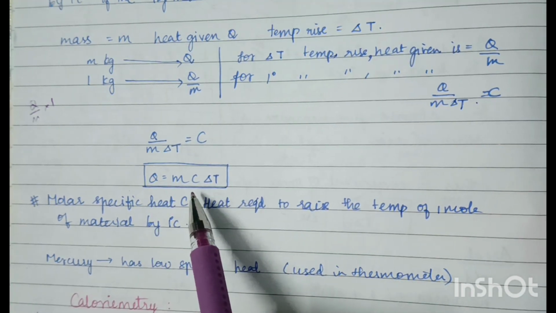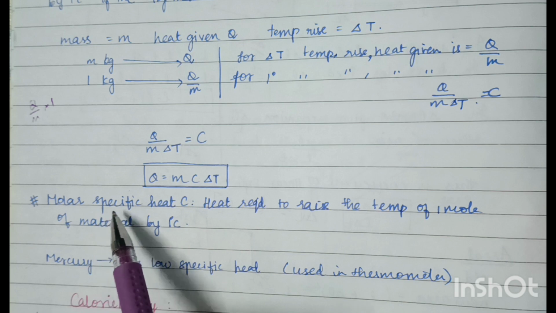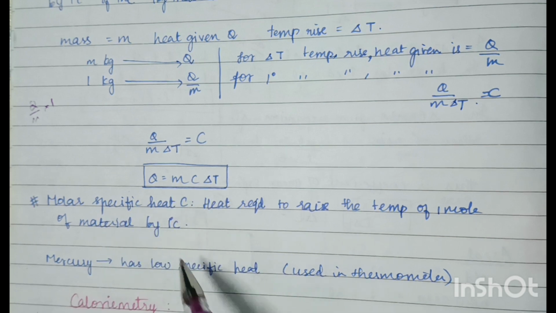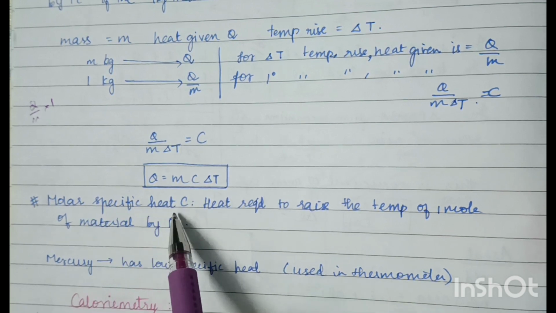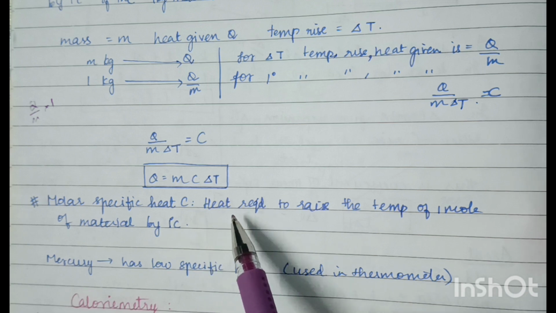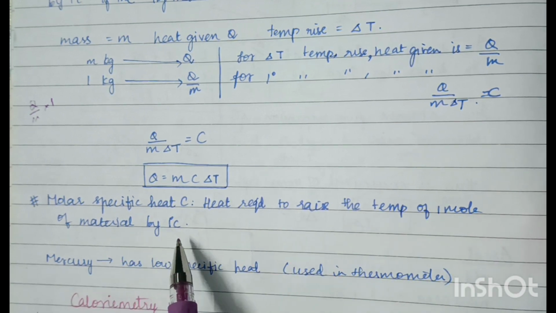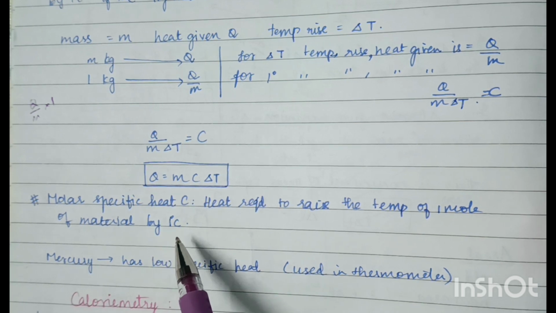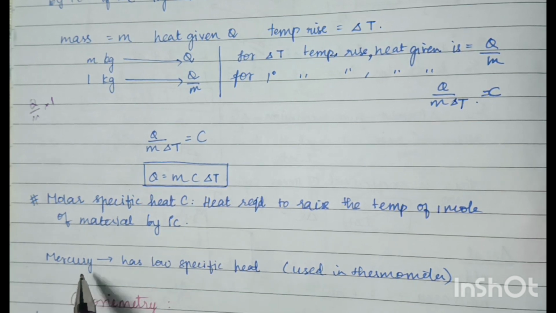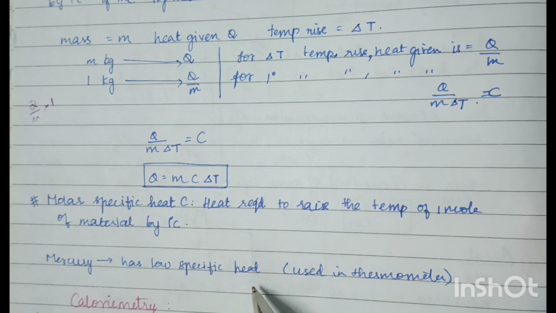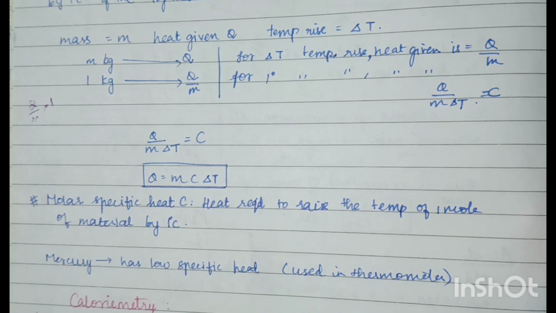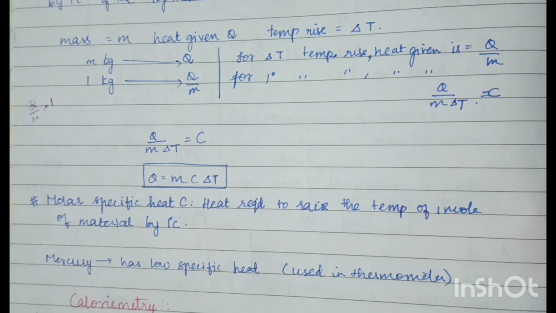Where c is small c, this is the specific heat capacity. What is molar specific heat capacity? This is the heat required to raise the temperature of 1 mole of material by 1 degree Celsius. So that is molar specific heat capacity. And mercury has a low specific heat, and that is used in thermometers. It is not the lowest, it has a low specific heat. So that is the reason we use it in thermometers.